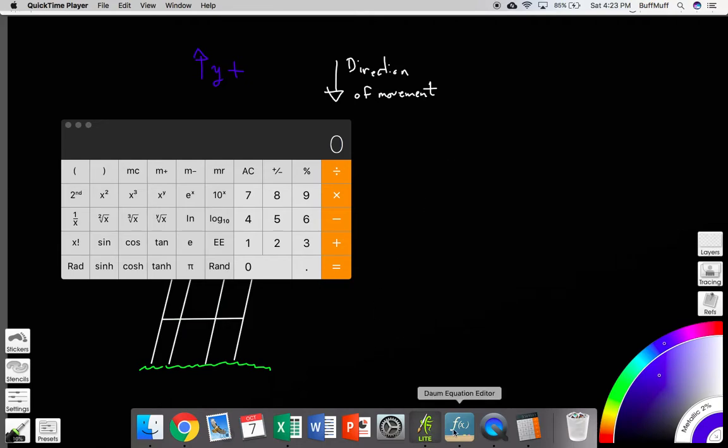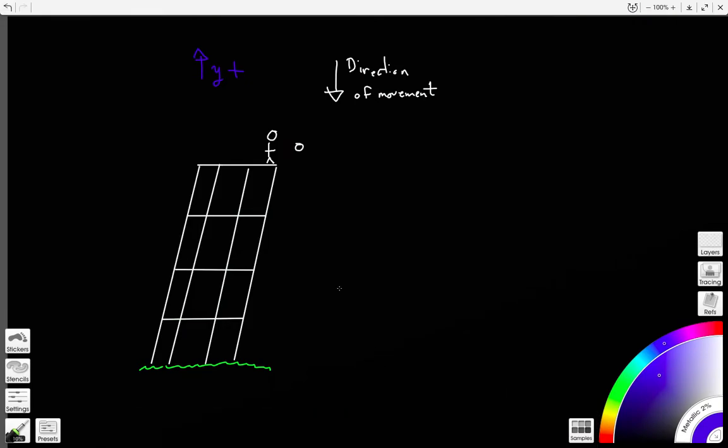Okay, so now let's do the same example, but let's change something. We will calculate the exact same thing. So what we want to calculate is the position and velocity. We'll still use t equals 1 second, 2 seconds, 3 seconds, and finally the time it takes to reach the ground.